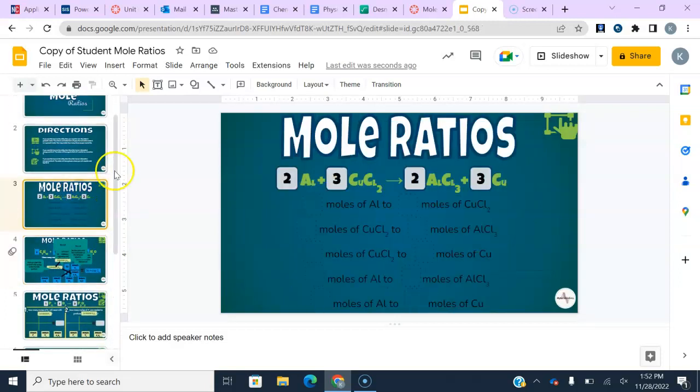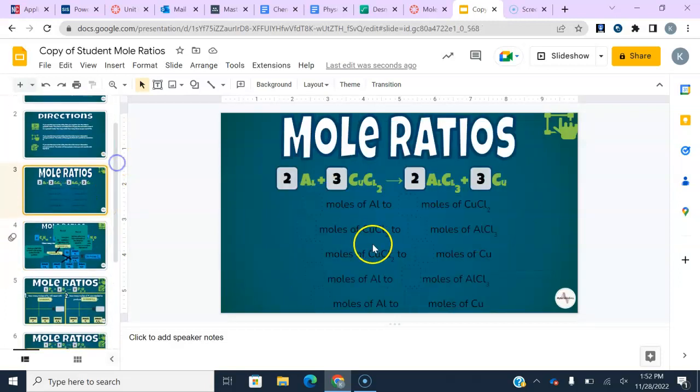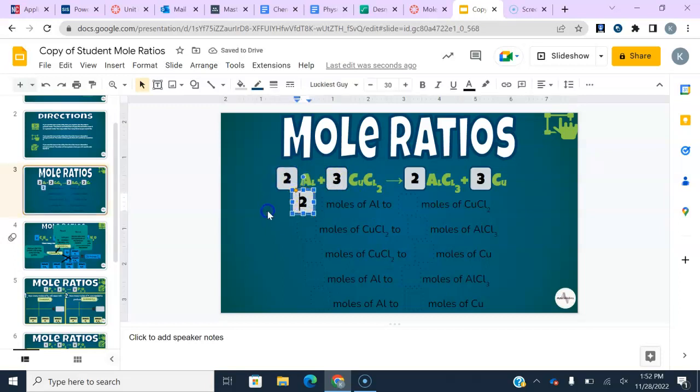So on slide 3, this is asking for just the mole ratios. These numbers right here are available to drag and drop. If you drag them, they duplicate. So you just have to drag and drop from the actual chemical equation.